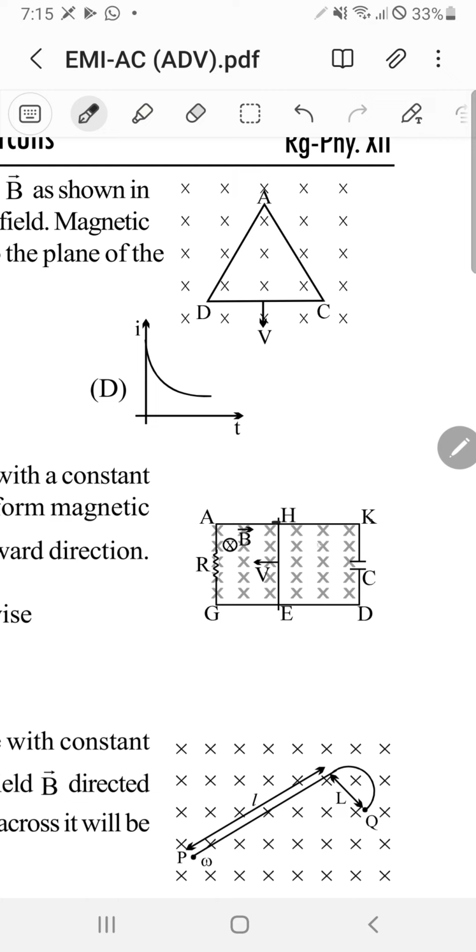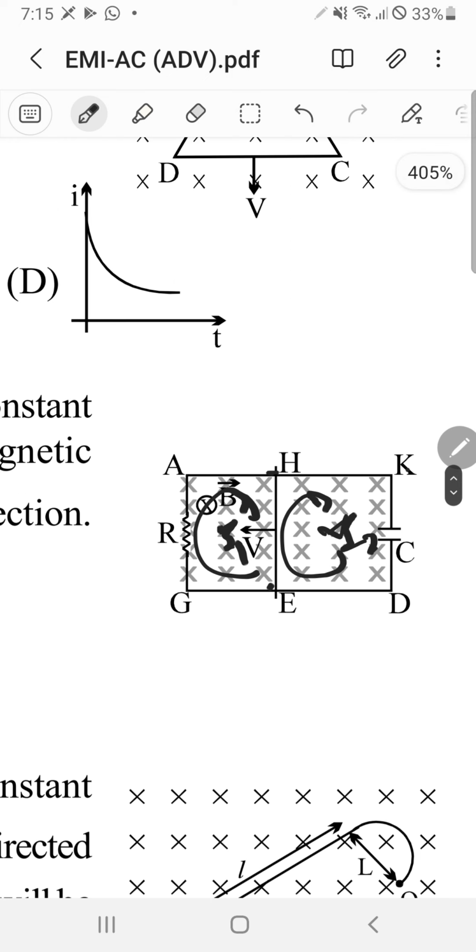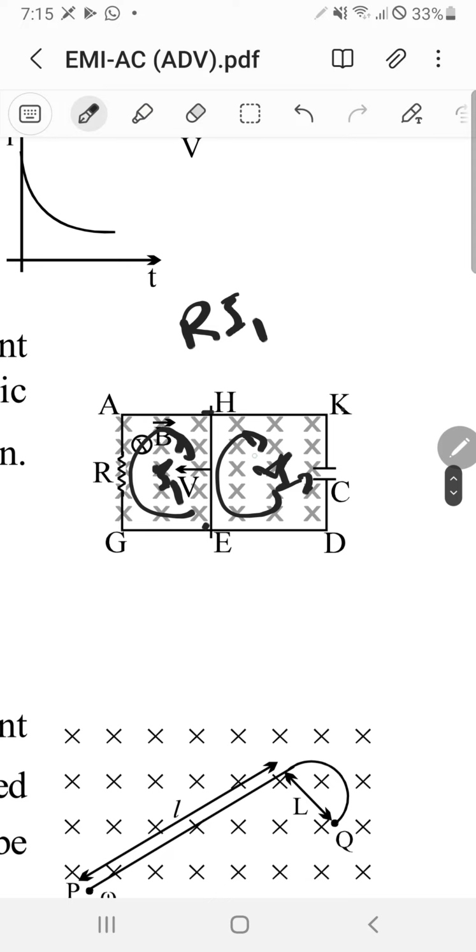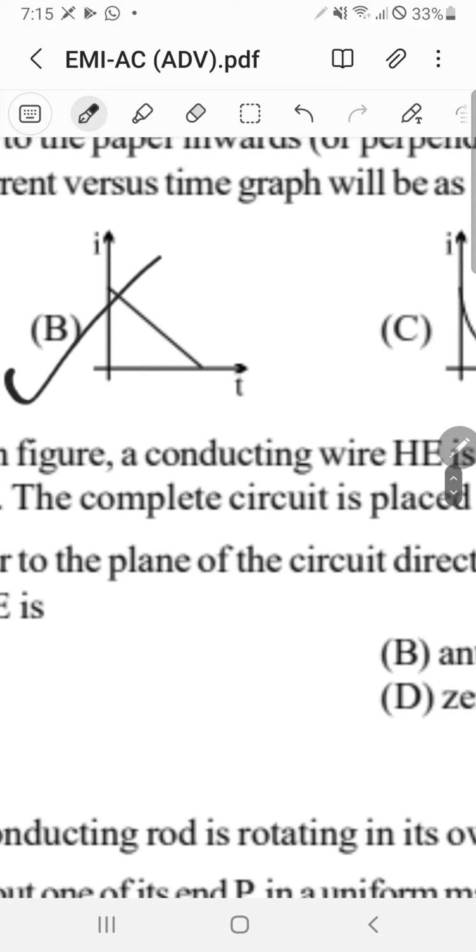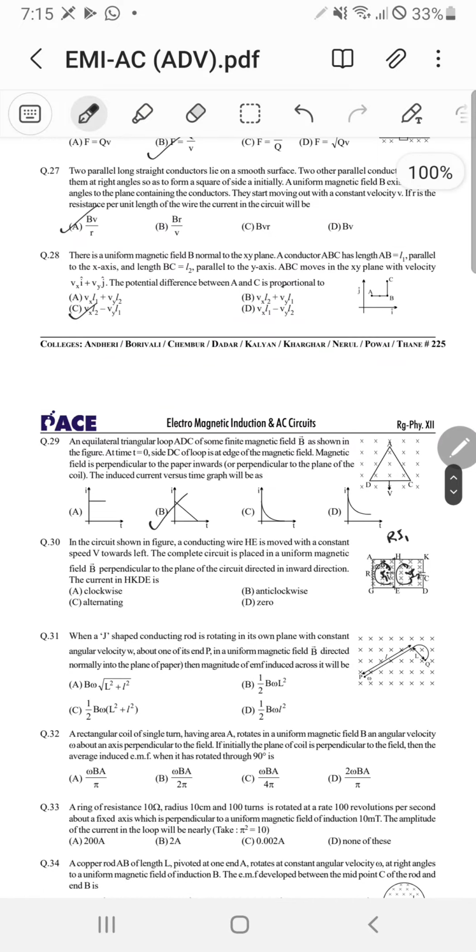Cool. So let's choose our DL, and so it's going inside. I'm gonna choose this as the DL vector direction for the first one, and that is, so talk about the clockwise currents. Call this thing I1, this thing I2. All right, cool. So what do you have? RI1. Wait, did they say anything about the resistance of this thing? No, they didn't.